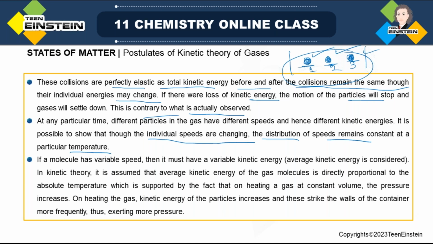so we have some time left. If a molecule has variable speed, then it must have variable kinetic energy. That is why we should consider average kinetic energy. In kinetic theory, it is assumed that the average kinetic energy of the gas molecules is directly proportional to absolute temperature. That means temperature in the Kelvin scale, not just any scale.